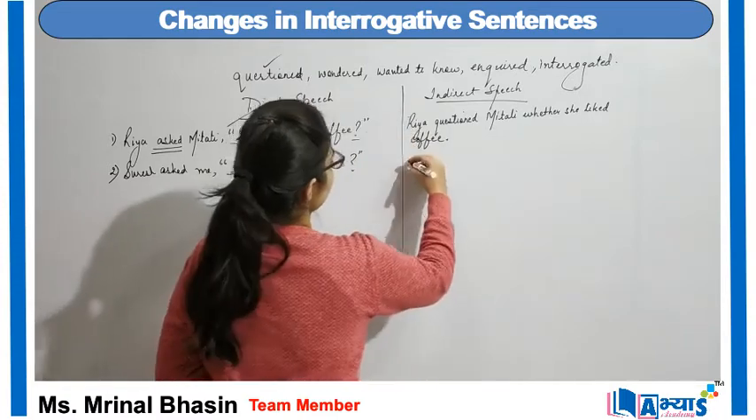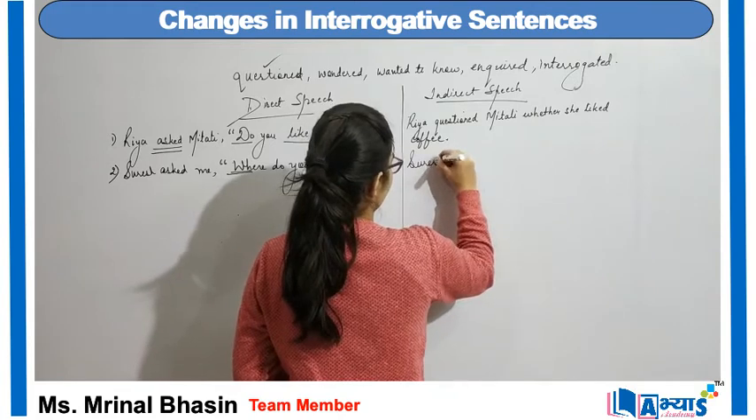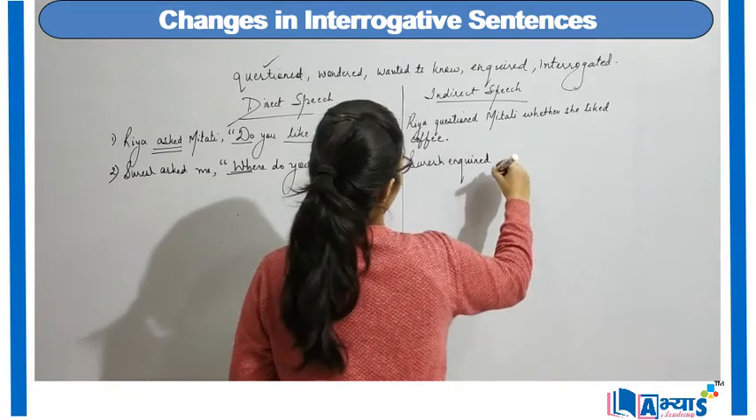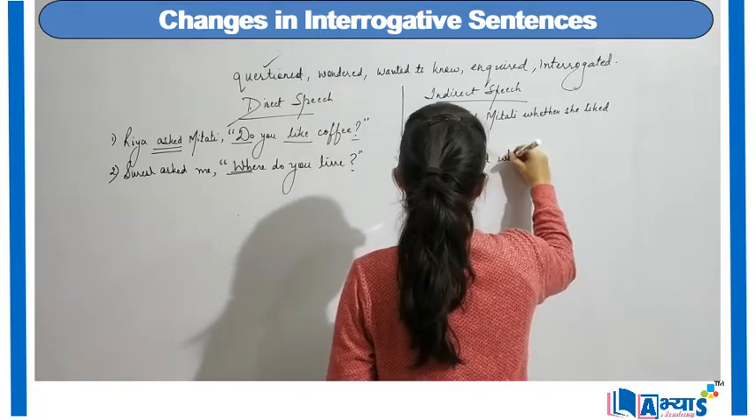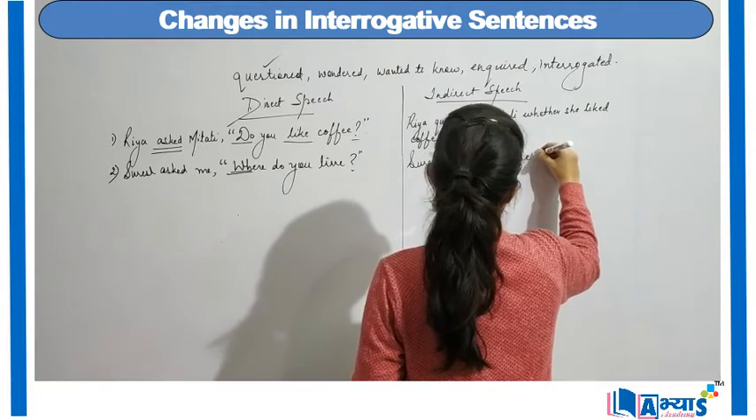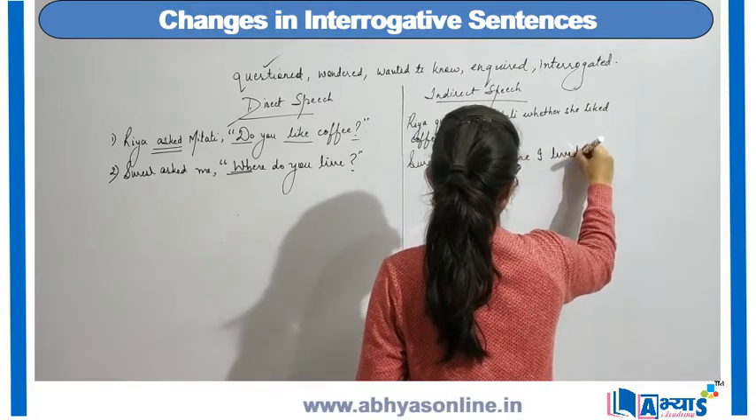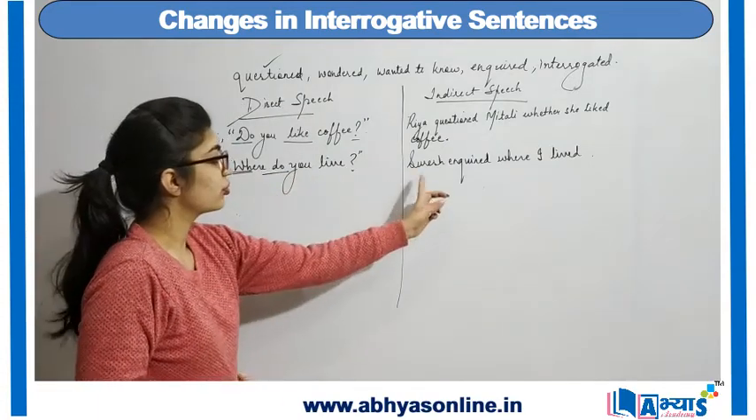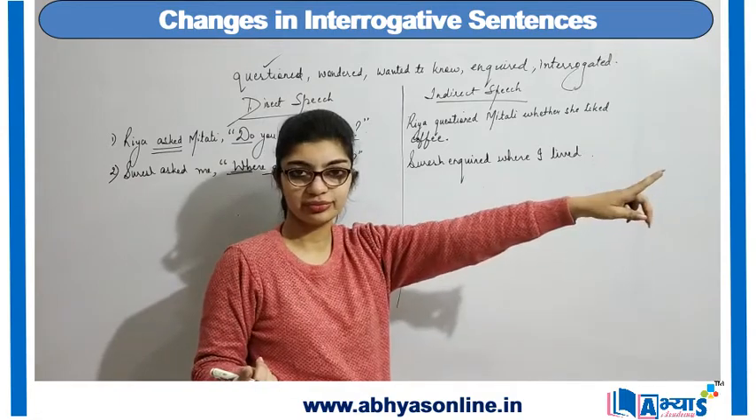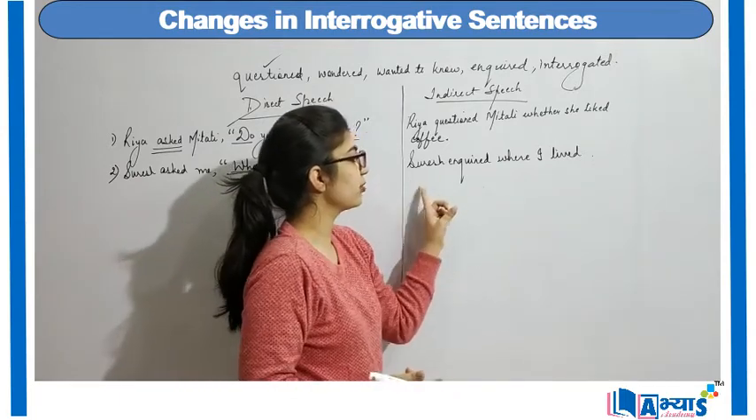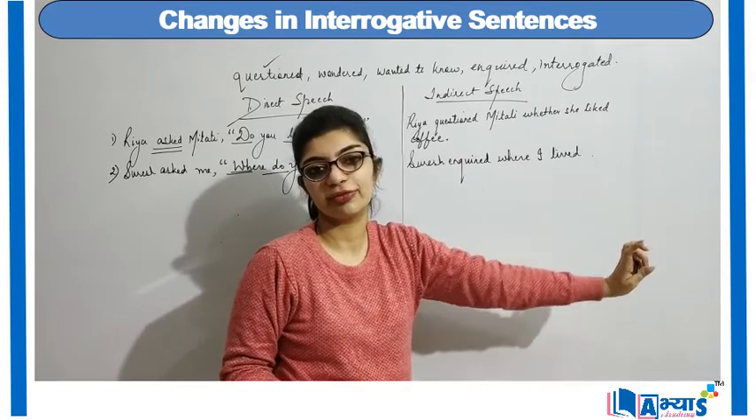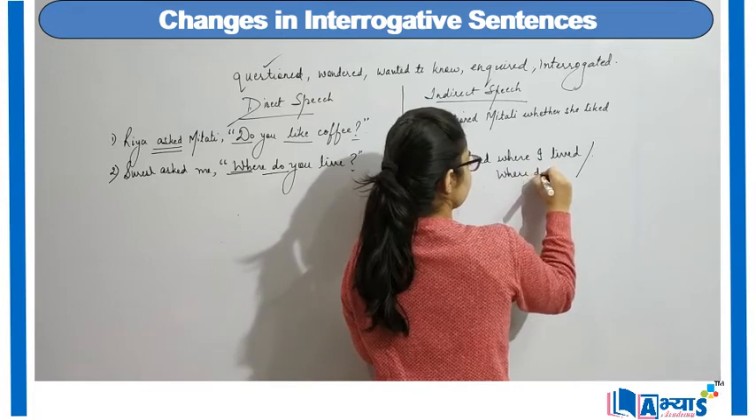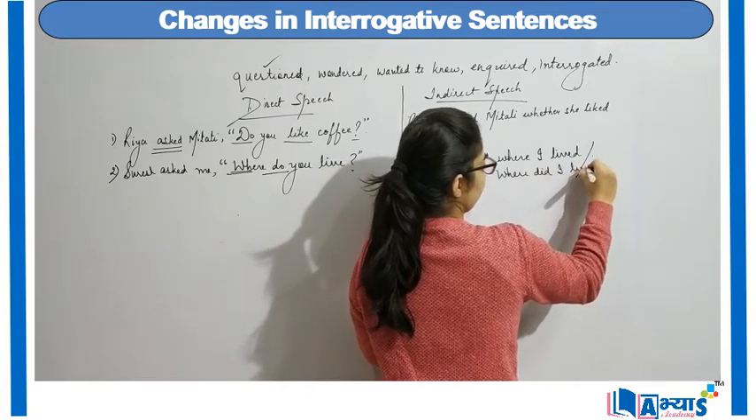So I will say, Suresh inquired where I lived. Do changes to did. Suresh inquired, where did I live? Right? Or it can also be, Suresh inquired where I lived. Right? Or it can also be where did I live.